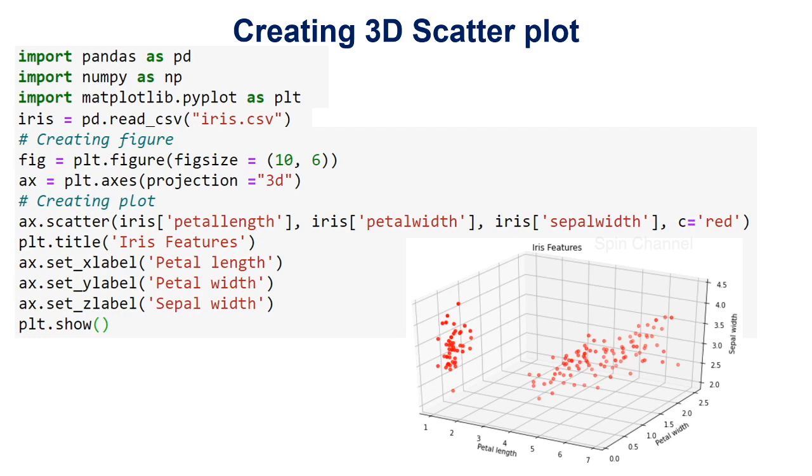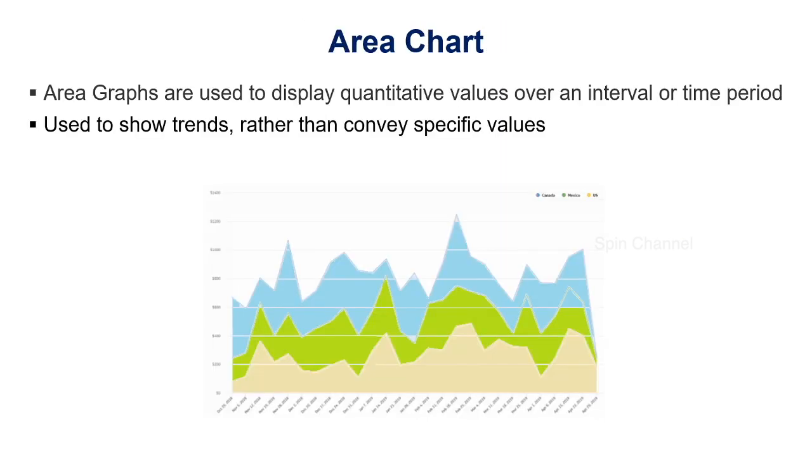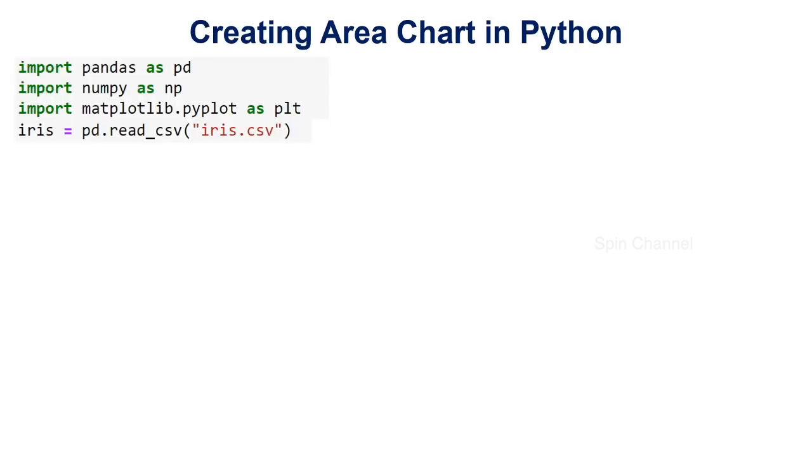The next type of plot we are going to discuss is the area chart. Area graphs are used to display quantitative values over an interval or time period. Area graphs are line graphs, but with the area below the line filled with a certain color or texture. The best use case for an area chart is when you want to see how different items stack up or contribute to the whole. Now let us try to generate an area chart for the class iris setosa.